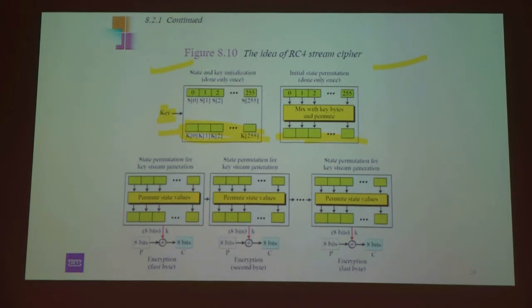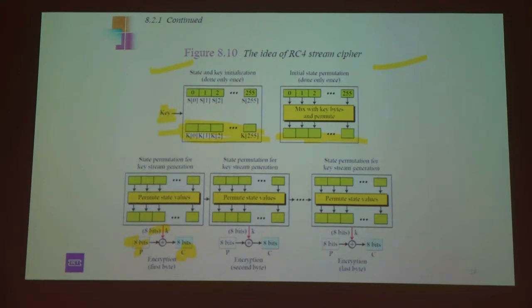So we have, for example, a byte in here, which is 8 bits. You have to encrypt it with the key. What is the size of the key? 8 bits, and it's going to give you the cipher. Where are you going to get the key? From this box in here, which is the state permutation key.